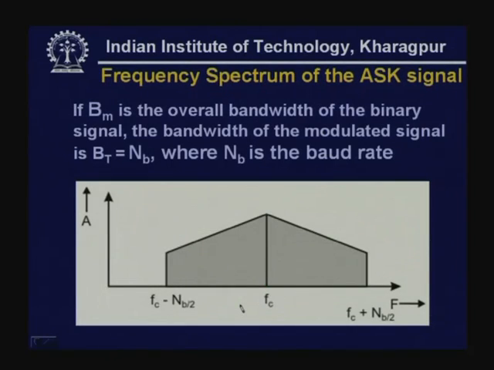So, if we look at the frequency spectrum of ASK signal, then we can see that if Bm is the overall bandwidth of the binary signal, then the bandwidth of the modulated signal is BT = Nb. So, on either side we have fc plus Nb/2 and fc minus Nb/2. So, bandwidth is equal to Nb, where Nb is the baud rate of the modulating signal.